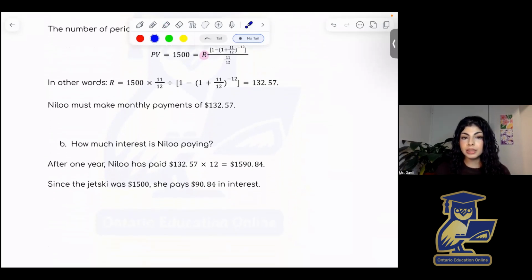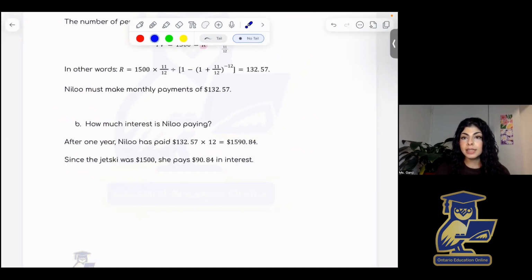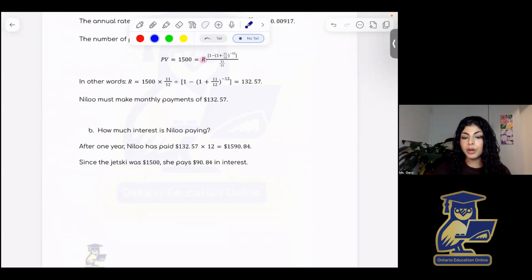And so how much interest is Nilu paying? Well, if she's paying this much over 12 months, then she has paid $1,590.84. And remembering that the jet ski itself was $1,500, she pays $90.84 in interest, which is not a bad deal if you don't currently have that $1,500 but you want to make a purchase, then you might make use of this. Consider programs such as Afterpay that offer these interest rates to make monthly payments for big purchases.